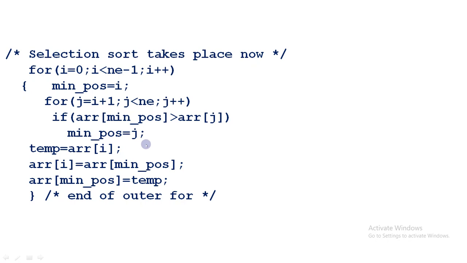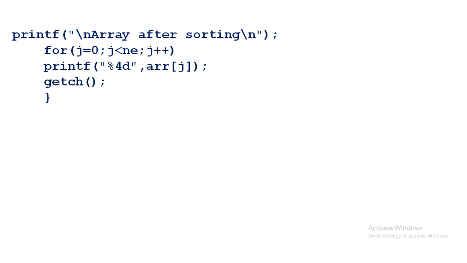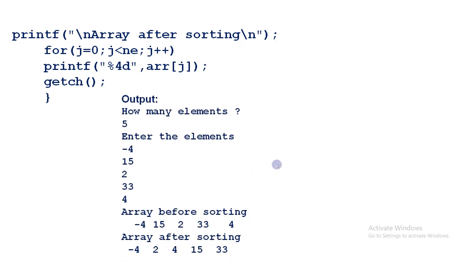Because the truly smaller valued element will be selected, and it will be swapped. Select and swap. Select and arrange. There goes its name. That's how it got its name. Select and sort, therefore selection sort. So array after sorting: J equal to 0, J less than n, J plus plus. The elements are placed in a line with a space of 4. And when you run this, it will look like this.